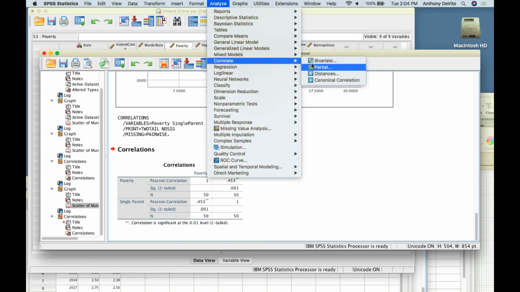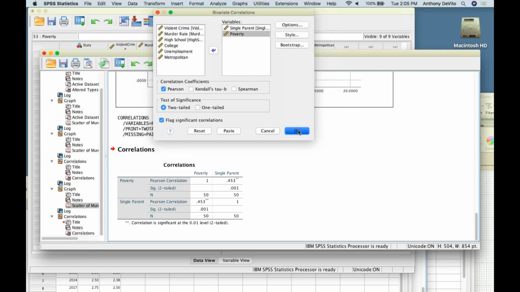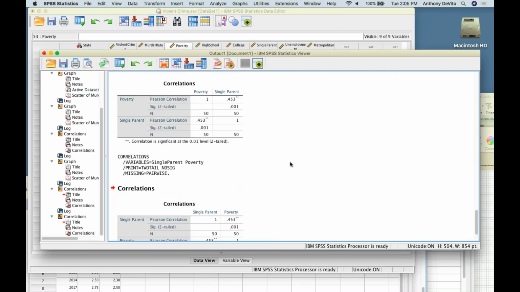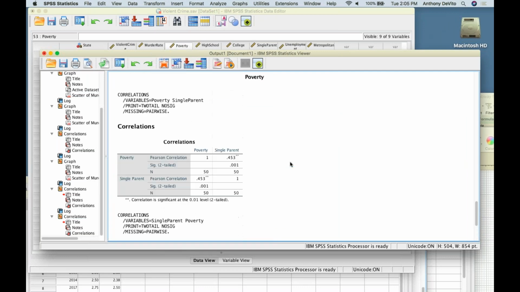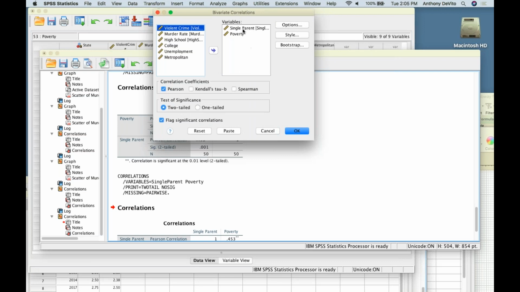Oops. The wrong thing there. Analyze, correlate, bivariate. I'm going to reverse these. Okay. And then put it back in. Do it again. I got the same number, whether I put poverty first or whatever. Analyze, correlate, bivariate, right? Single parent and poverty are moved over to the right. Does the order make a difference? No, the order shouldn't make a difference. We'll take a closer look at it later. Okay, I just did it both ways. I reversed them and I got the same number.